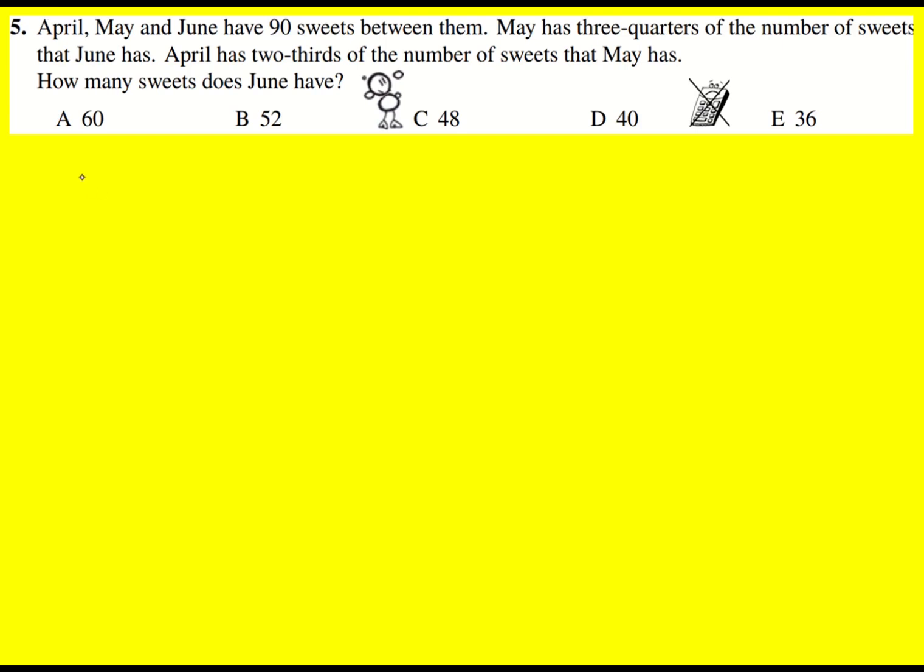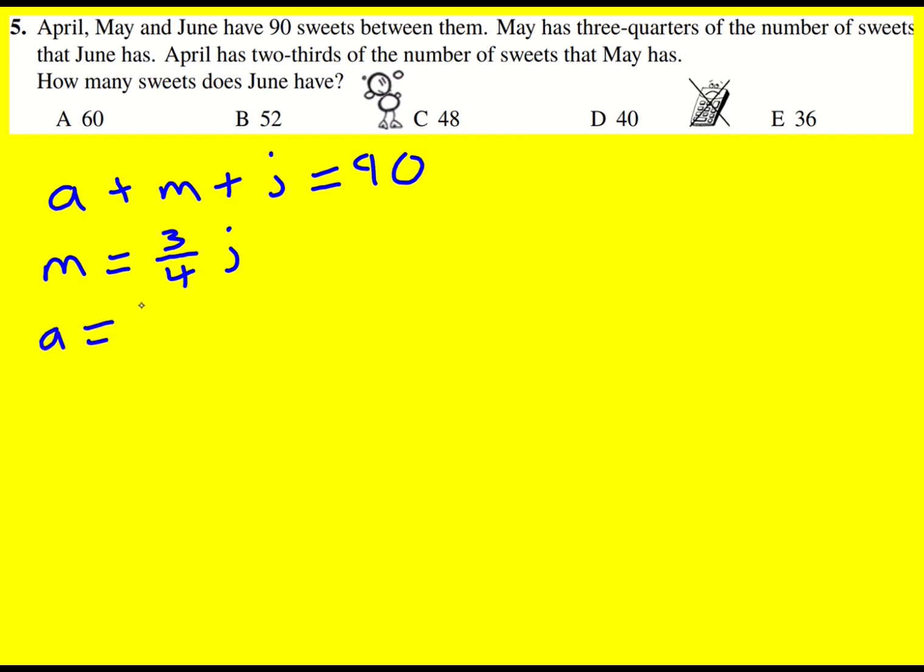I'm going to let the number of sweets that April has be A, the number of sweets that May has be M, and June J. We know they have 90 between them, so if I add these all together, I've got 90 and I've created an equation. We also know that May has 3/4 the number of sweets that June has, so we can write M is 3/4 J, and April has 2/3 of what May has.